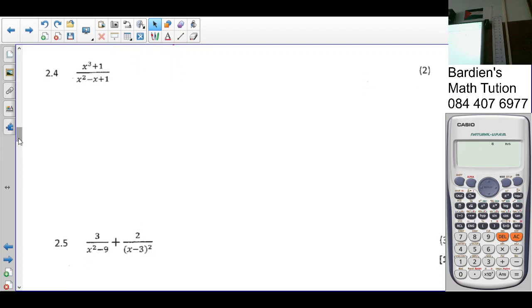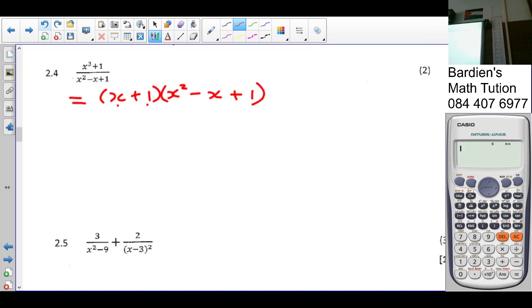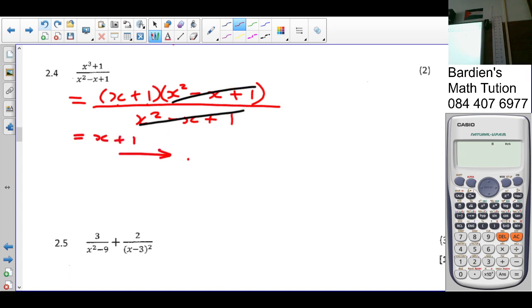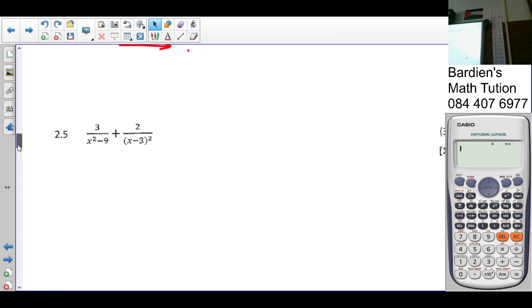Again, look here. What type of factorization is there? The sum of cubes. x plus 1, square the first term, x squared. This is plus, so there goes minus. x times 1 is x. Last term squared, plus 1 over x squared minus x plus 1. What do you notice? Cancel, not so? Gives you x plus 1. Any confusion? No. Let's carry on.